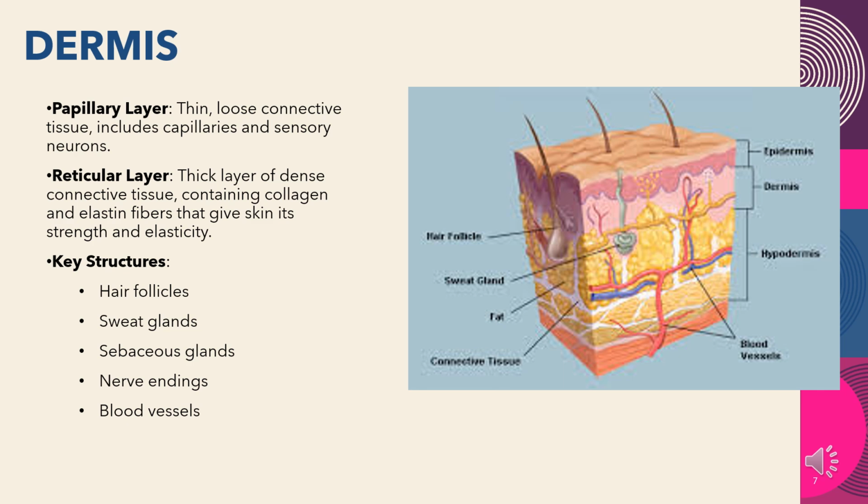Dermis comprises 2 layers, papillary layer and reticular layer. The papillary layer is a thin, loose connective tissue that comprises capillaries and sensory neurons. The reticular layer is a thick layer of dense connective tissue that contains collagen and elastin fibers, so that gives the skin strength and elasticity. So giving the key structure of the dermis, it comprises hair follicles, sweat glands, sebaceous glands, nerve endings and blood vessels.